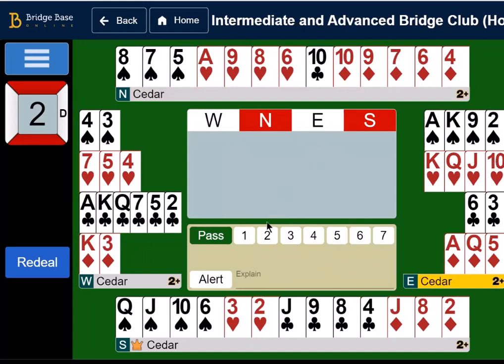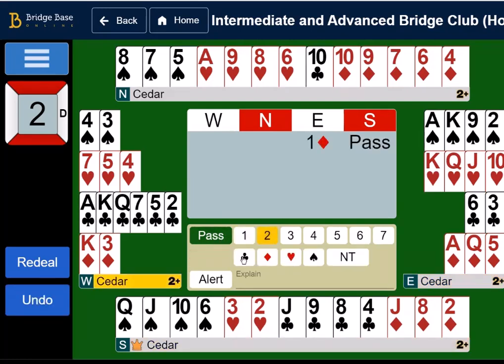Okay, now I think I've got the right auction here. This says it's 1 diamond, pass, 2 clubs. I'm just putting the auction up now. Yeah, it's okay. And 3 no trumps. Wow. Not very modern.